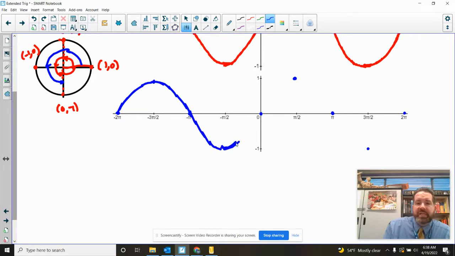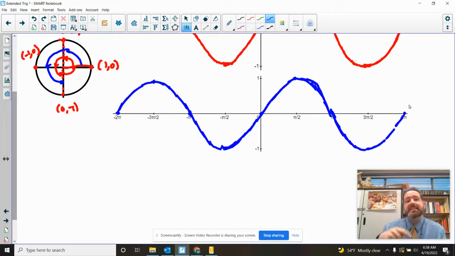Notice the shape hasn't changed. It's the same graph. All that changed is that now, instead of repeating every 360 degrees, this graph repeats itself every 2 pi radians.